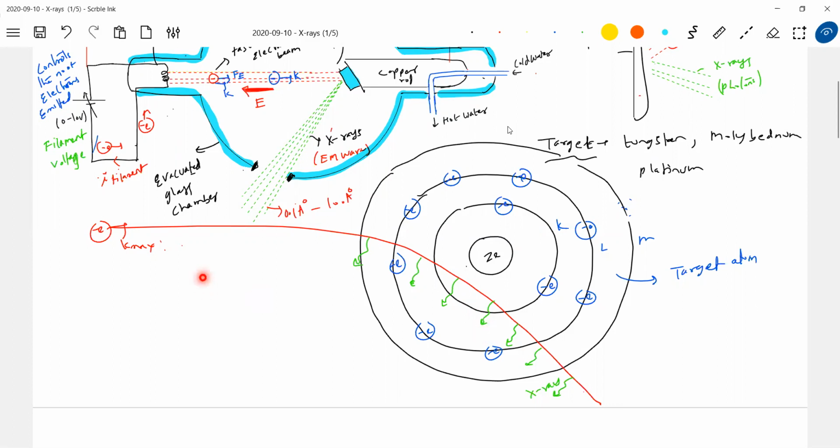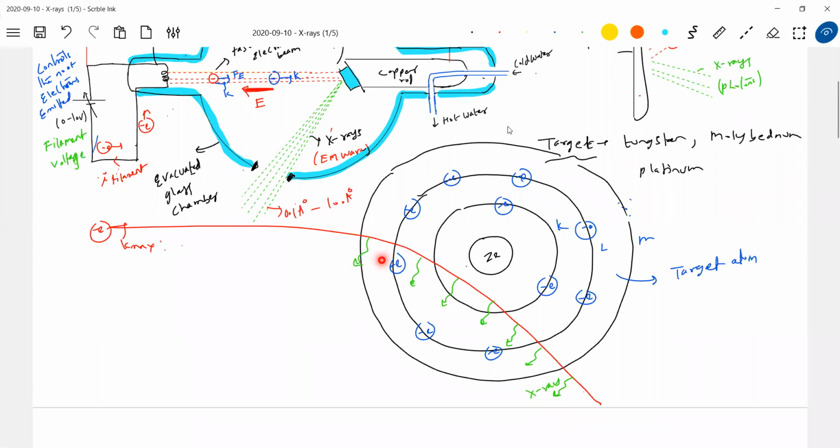So there are three categories of electrons. One set of electrons, when they enter the target material, will give out all their kinetic energy in the form of X-rays. Got it? Next, another set of electrons where a part of their kinetic energy will be converted into heat and a part into X-rays. Then next, another set of electrons where most of their kinetic energy will be in the form of heat.